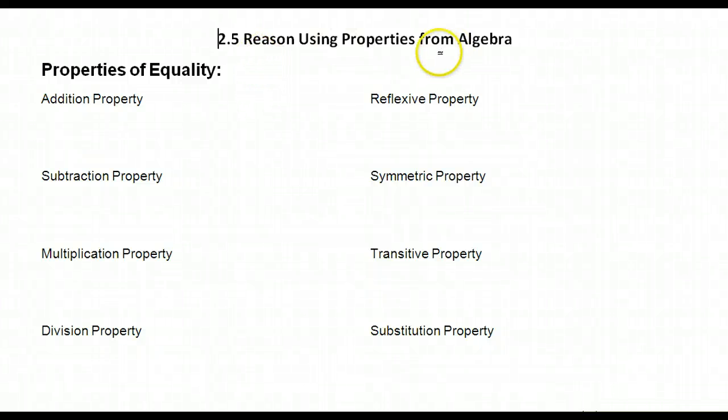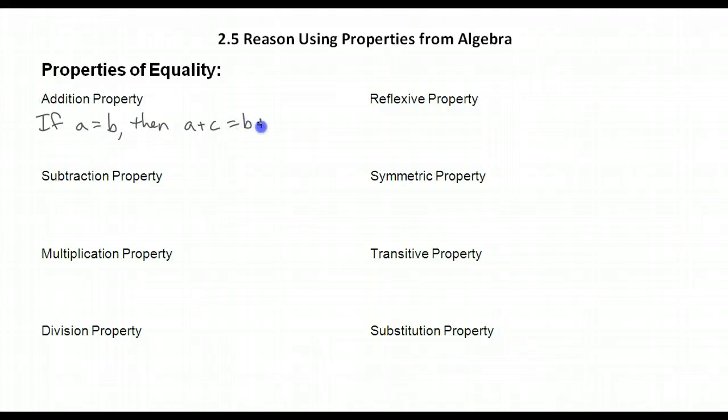In order to reason with properties from algebra, we first need to review the properties. The properties of equality keep equality. If two things are equal to each other, then I can add the same thing to both sides of my equation and keep equality.